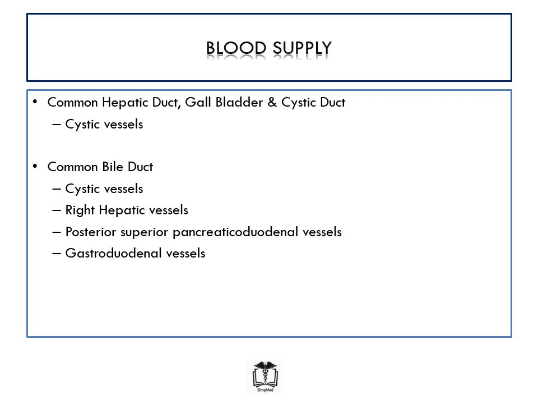Let's talk quickly about the blood supply. The common hepatic duct, gallbladder, and the cystic duct share a similar supply. They are all going to be supplied by the cystic vessels.